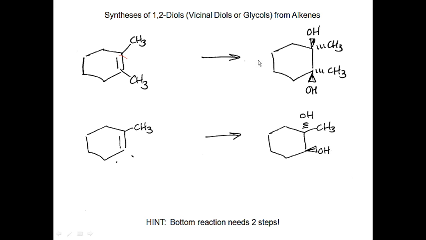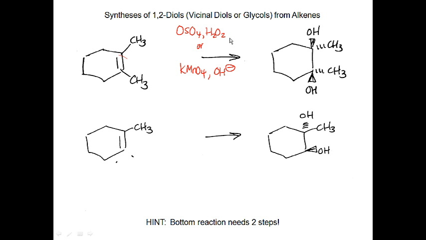So how do I add two OHs cis to a double bond? That's called cis hydroxylation from last semester. I can use either osmium tetroxide and hydrogen peroxide, or we can use KMnO4 and base. All right, hydroxide. KMnO4 and hydroxide adds two OHs cis.